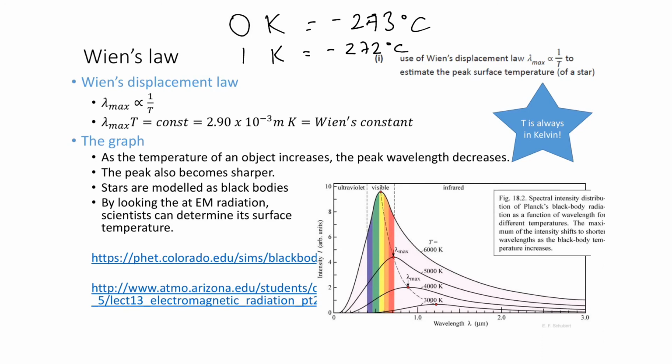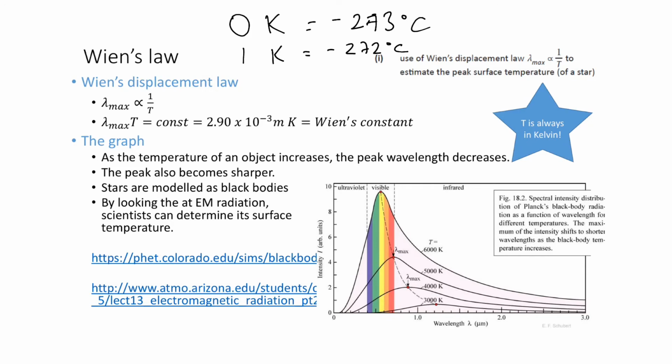So let's look at the graph in a bit more detail again. So as the temperature of an object increases, the peak wavelength decreases. As each line goes up, the temperature gets hotter, but the peak just moves slightly to the left. You should also notice that the peak becomes sharper. So here it's really broad. The peak's quite broad and it's quite hard to choose exactly where the peak wavelength is. As we get hotter, it becomes less broad and it becomes slightly easier to find the maximum wavelength. And this is the easiest one. You can see quite easily where the maximum wavelength is.